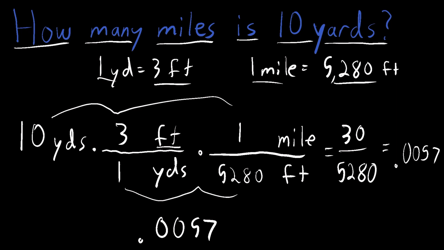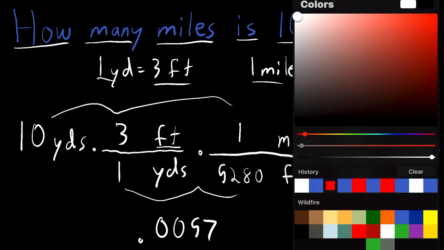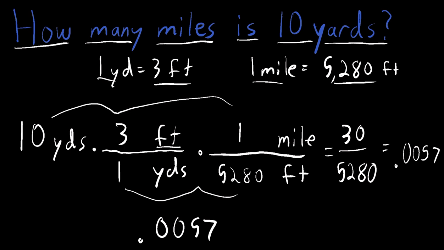Now, is 0.0057 our correct answer? No, it is not. And the reason for that is because we don't have any units on there, and that's pretty important in science. So this is why you want to do this somewhat long process to show your work. It's because then you don't have to worry about what your units are. Because when this multiplication happens, your yards are going to cross out, your feet are going to cross out, and all you are left with is miles. So 10 yards equals 0.0057 miles.